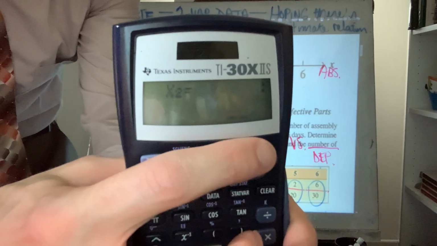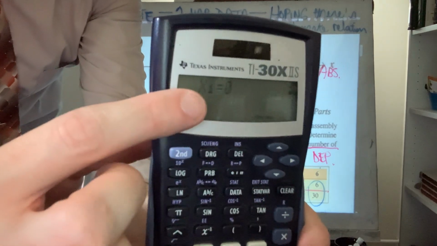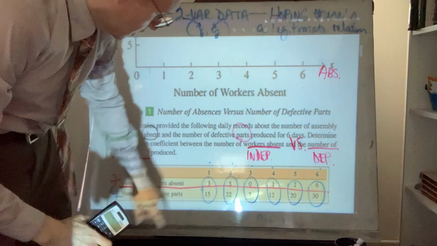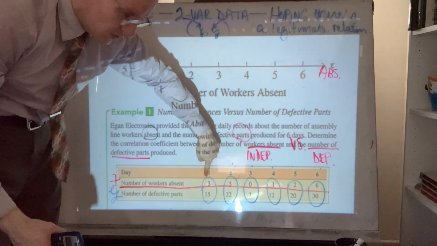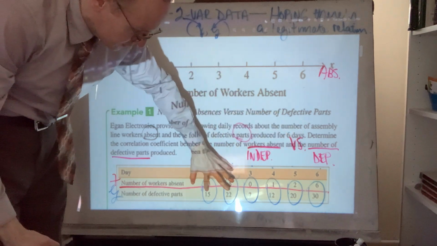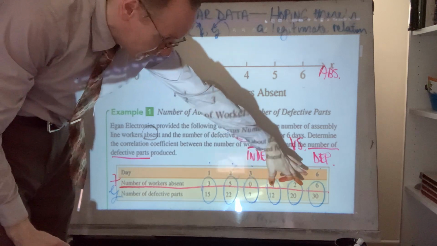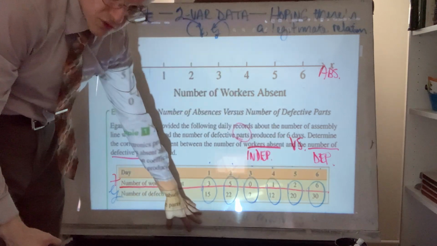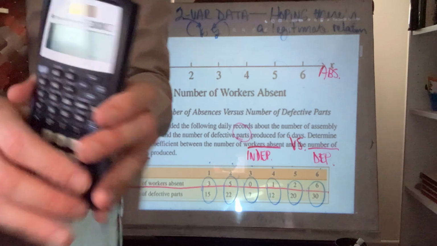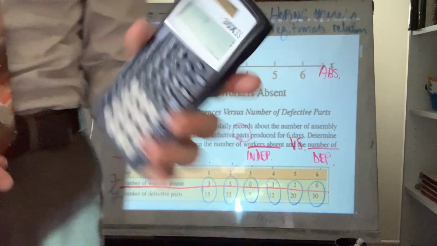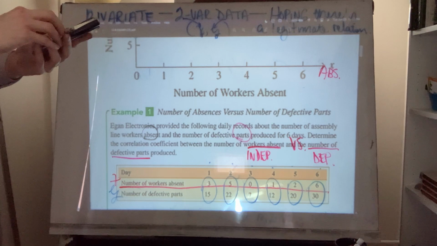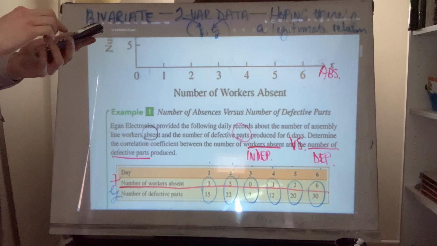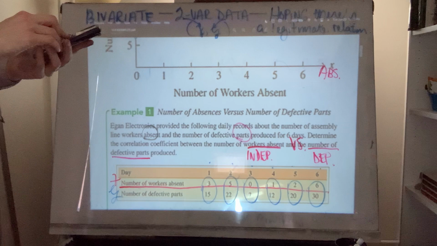Okay, so put in these things that you see, 3, 5, 0, 1, 2, 6 as the X's, and these things 15, 22, 7, 12, 20, and 30 as the Y's. Be careful as you're doing it because you don't want to accidentally conflate one with the other or switch them. Give me a moment while I do it, and then I'll show you what the result was.